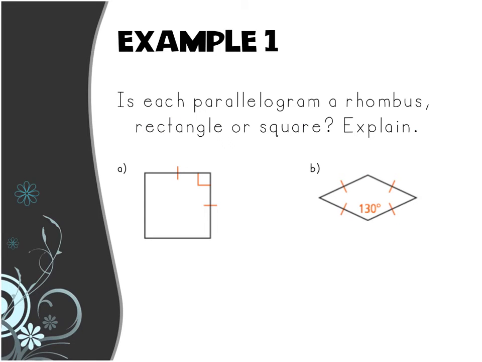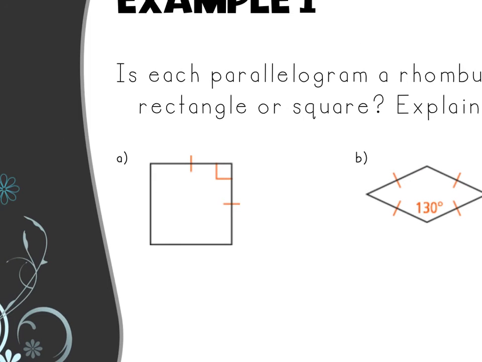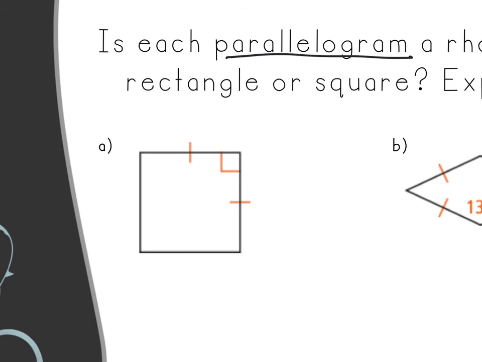All right, so this first one just says, is each parallelogram a rhombus, a rectangle, or a square? Explain. So look at A. Okay, first of all, it's a parallelogram. It already tells you that. What else is true? It's a square. Why is it a square? Go ahead, Alyssa, and then I'll let Caesar do the next one.